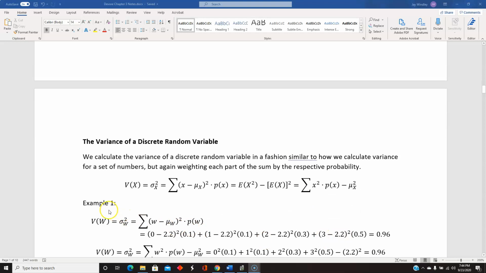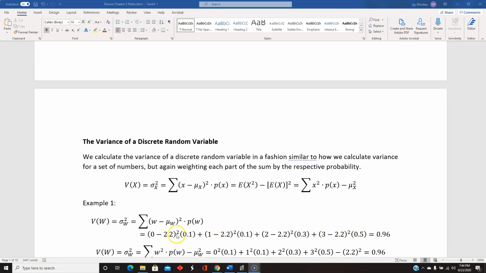So using example 1, where our mean was 2.2, you do each value of the random variable, which is 0, 1, 2, and 3. And for each value of the random variable, you subtract the mean, and then you square that difference. So for each value of the random variable, we're subtracting 2.2, and squaring that difference.